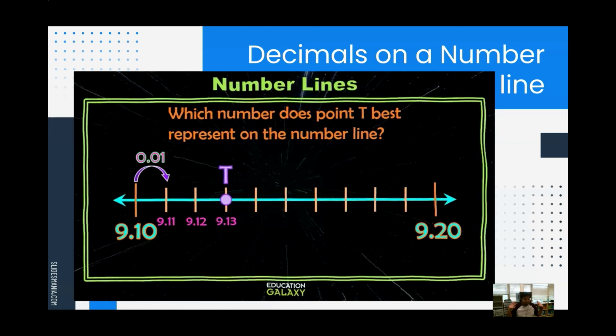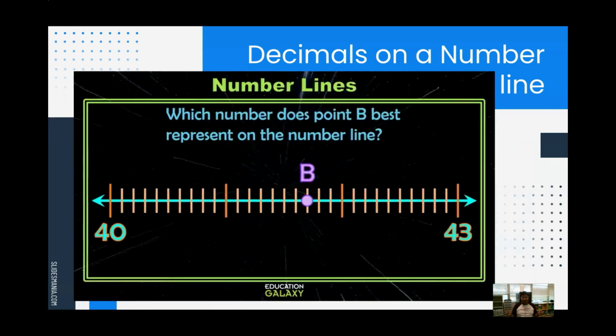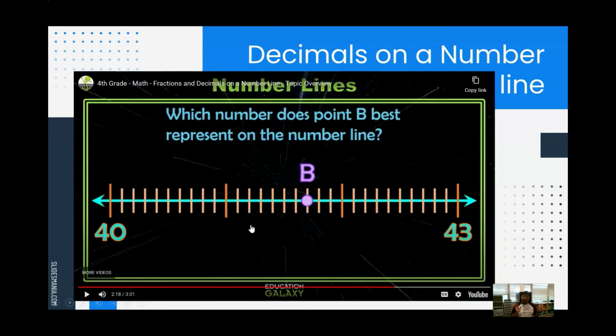Who wants to do one more example? Okay, come on, let's learn. Here, we want to know, where is point T? So we've got 40 on one end and 43 on the other end and a bunch of tick marks. Okay, so let's break this down. What do we know? We know that the big tick marks are my whole numbers. One side is 40, the other side is 43, okay? Then I have 10 tick marks between this big one, another 10 tick marks between this big one, and then another 10 tick marks between this one.